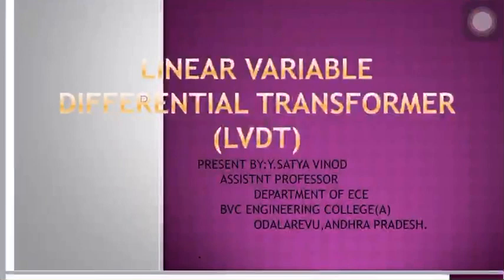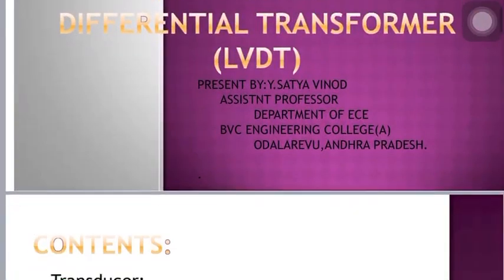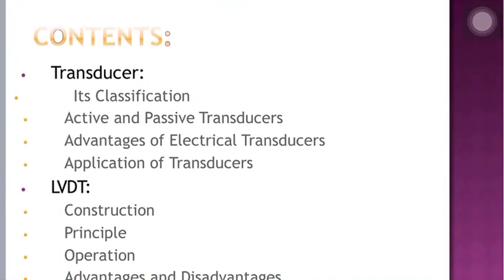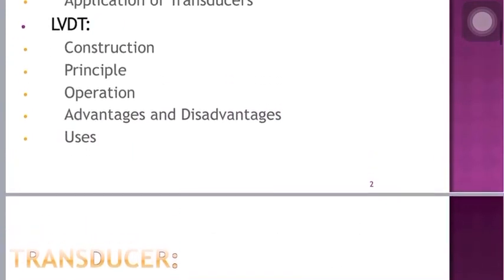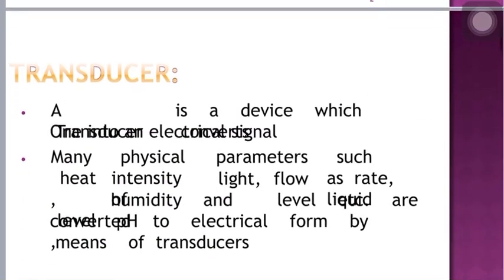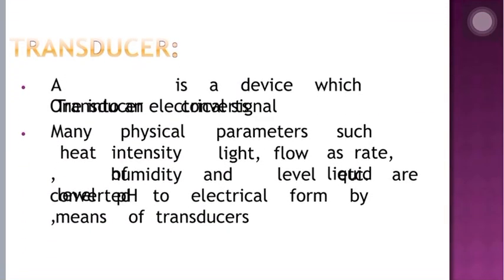Today we are going to discuss the linear variable differential transformer, or linear variable differential transducer. The contents are: transducer, the basic definition, its classification, active and passive transducers, advantages of transducers, applications of transducers, and LVDT: construction, principle, operation, advantages and disadvantages, and uses. Transducer: a transducer is a device which converts one form of energy into another form of energy.